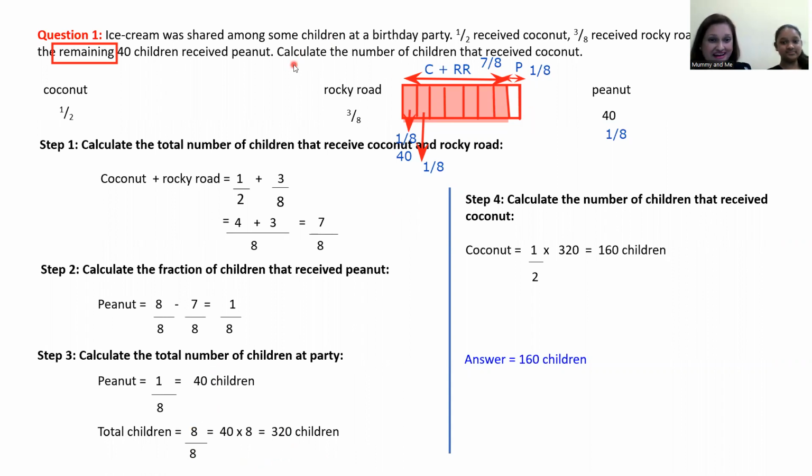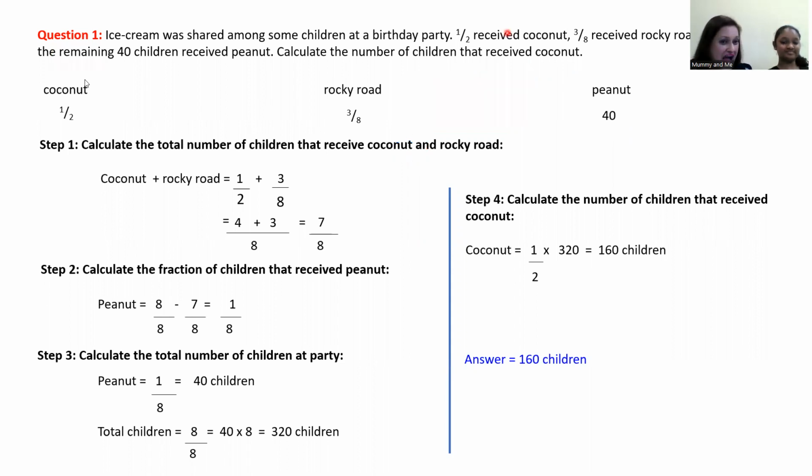Now the question asks us to calculate the number of children that received coconut. Do we have a fraction of children that received coconut? Yes, half. So let's clear our screen. We have half of the children receiving coconut. What was the total number of children at the party? That's what we needed, and we calculated that already.